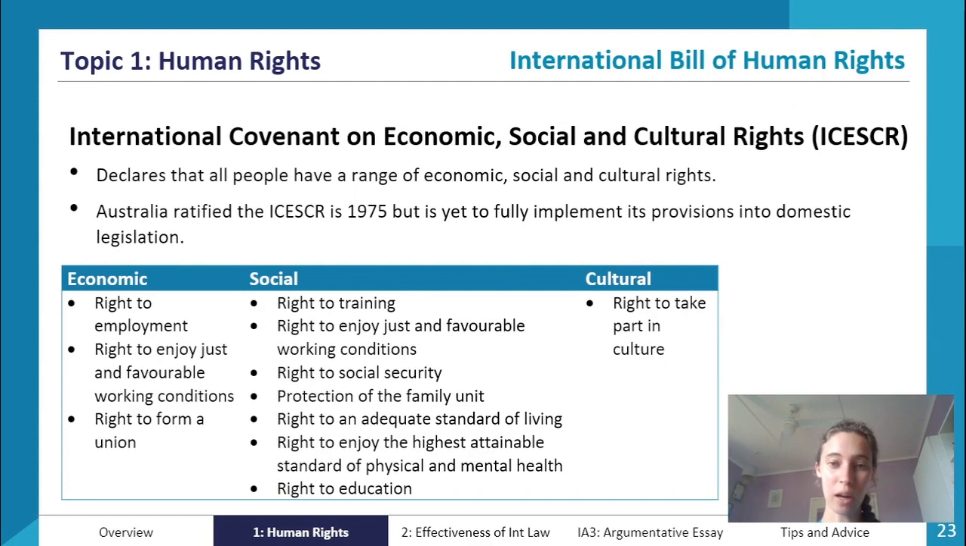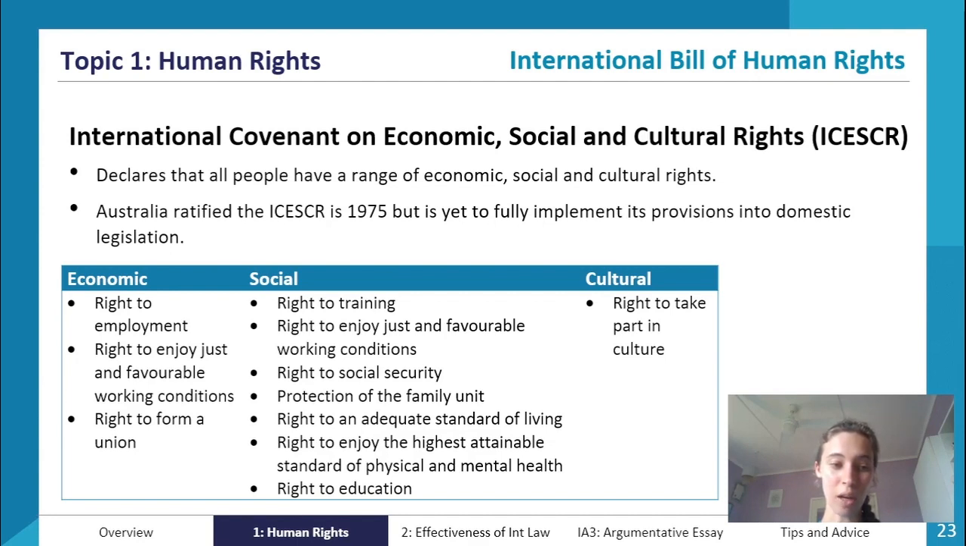Our other one is the Covenant on Economic, Social, and Cultural Rights. So that is covering a pretty broad range of things, and I have got some examples there that you can see. So things that maybe are less obvious than the ones we've gone through so far. So not only the right to education, but also the right to training. Things like protection of the family unit, adequate standard of living, all of those sorts of things are going to be social.